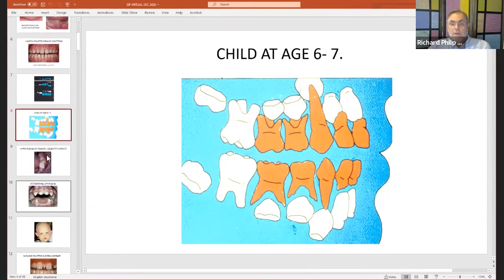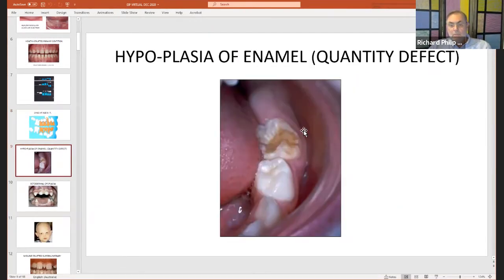For example, this is a primary second molar that came through about 2.5 years of age. It's missing a lot of enamel. The quantity of enamel is missing. It's hypoplastic, and this is associated, in quite a number of case reports, with early issues with the gut, particularly Crohn's disease. So recognizing hypoplasia of the primary teeth and knowing what they should look like can be helpful diagnostically.